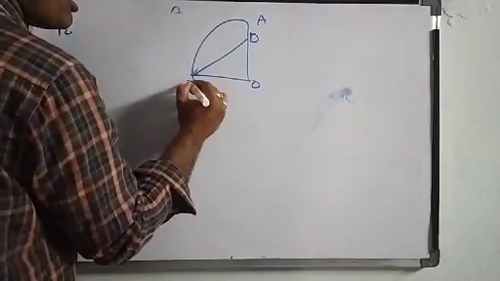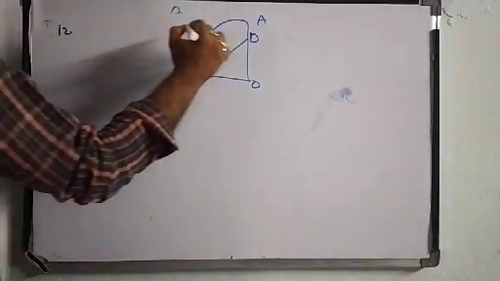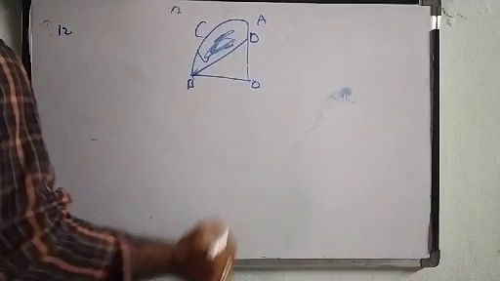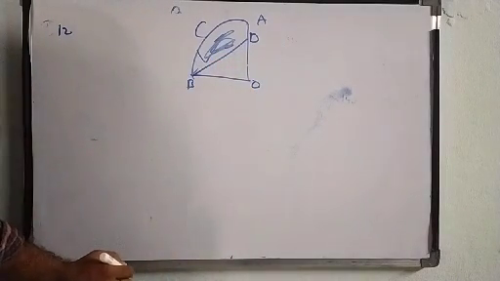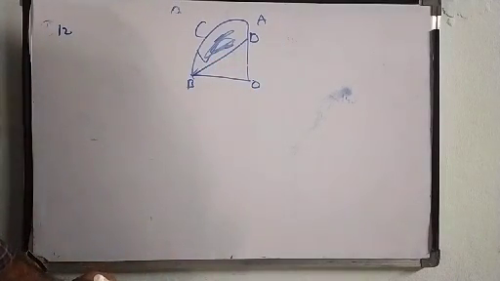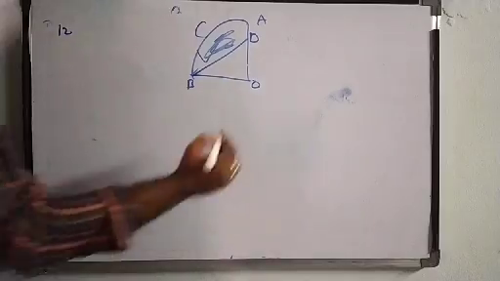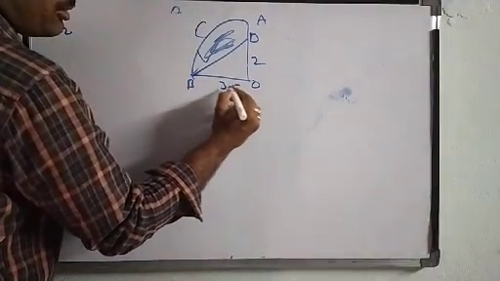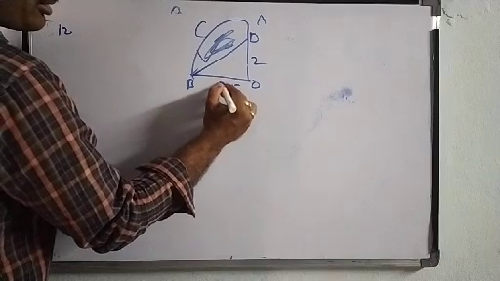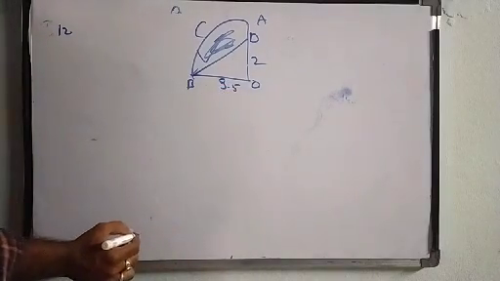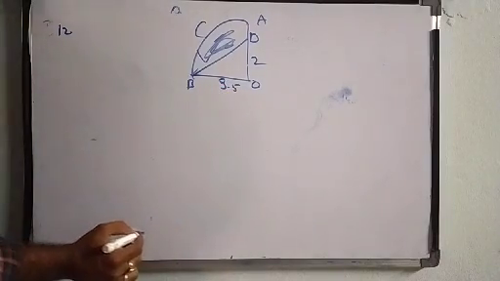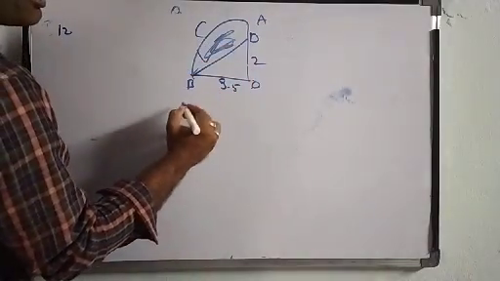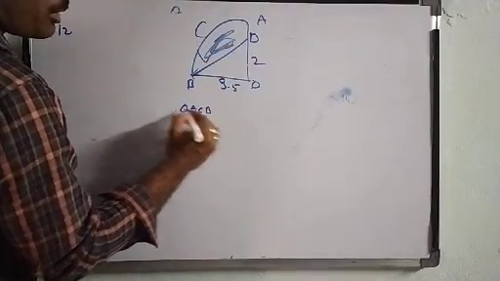O, D, A, B and C. He is asking the shaded region. So area of the quadrant minus area of triangle. So OD is 2 in the question and radius is 3.5. So he is asking you to find the area of quadrant OACB.